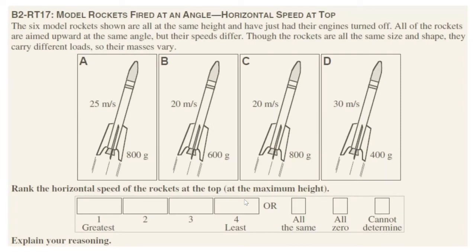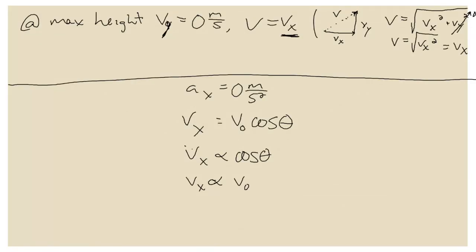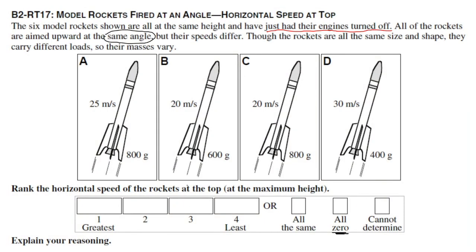And just like the last problem said, hopefully you realized, again, they told us these things are at the same angle. And so because they're at the same angle, this doesn't really matter to us, and all we care about is that Vx is proportional to V naught. And so looking at the choices, we see here that the largest launch velocity is D, then A, then B is equal to C.